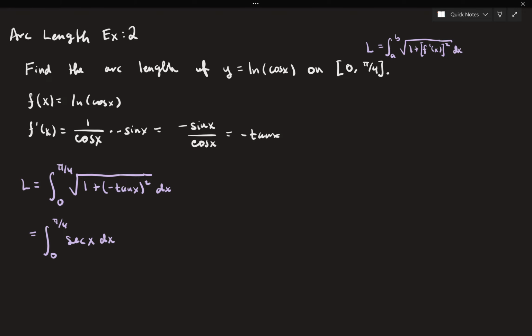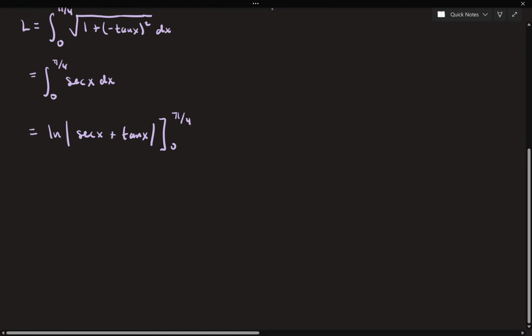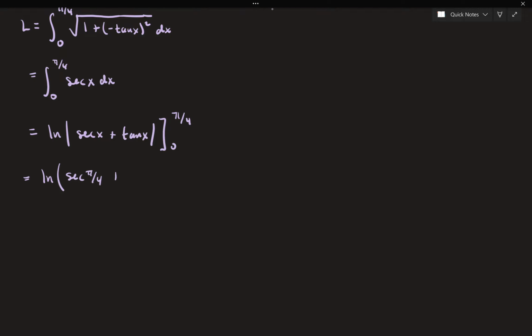And this is one of the table integrals. We should get ln, absolute value, secant x plus tangent x, plus c. Sorry, not plus c. I don't know why I'm doing that. We got to plug in our bounds, though. This is ln of, plug in pi over 4. I won't do the trig just yet. I'll just plug in the numbers. Minus ln secant of 0 plus tangent of 0.